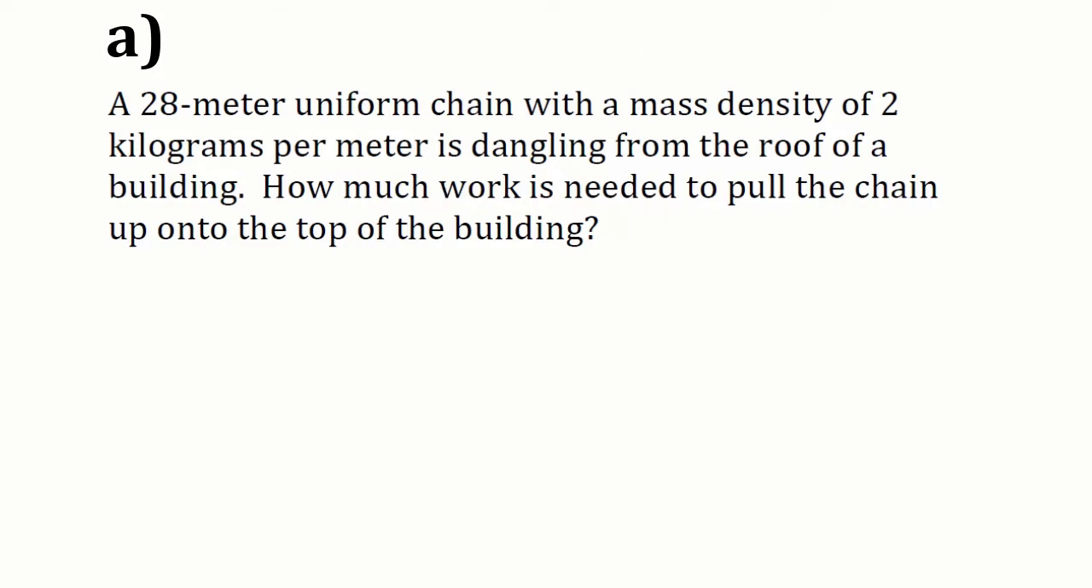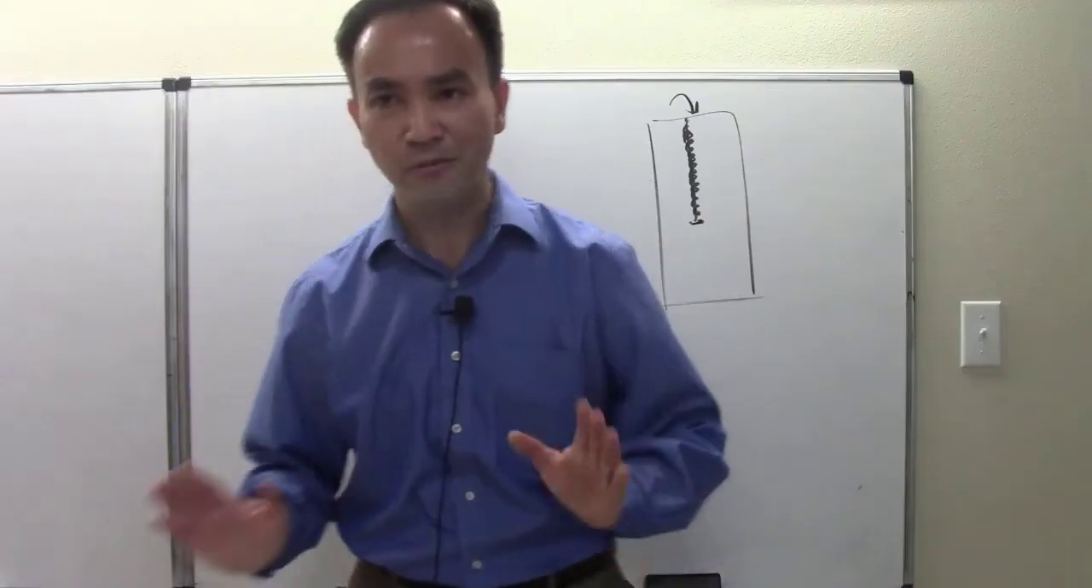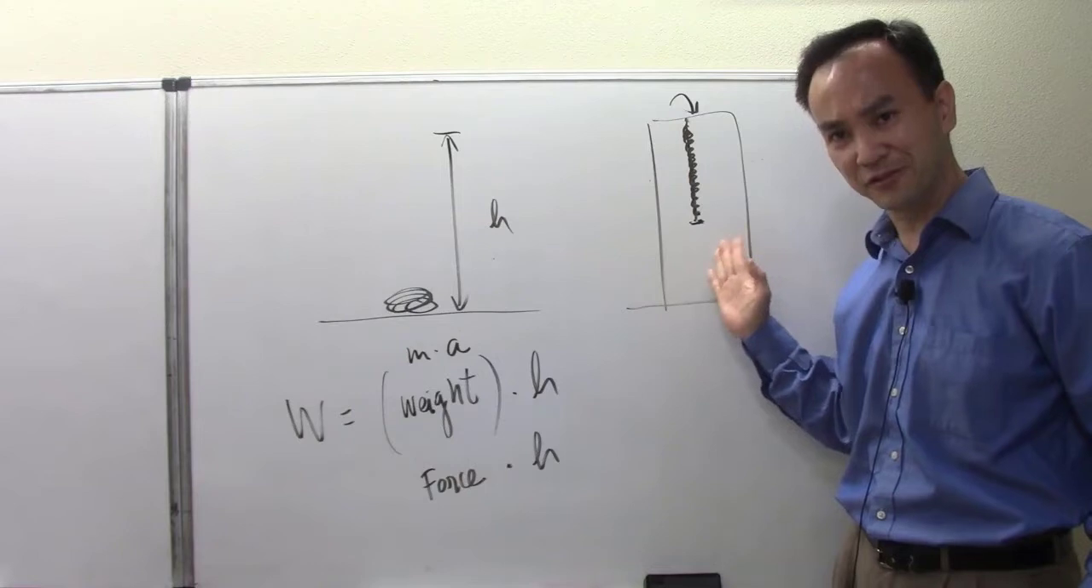So now the wording of the problem says a 28 meter uniform chain, so these are two characteristics right here. It's 28 meters long, and being uniform means it's the same weight at every point on the chain. So a 28 meter uniform chain with a mass density of 2 kilograms per meter is dangling from the roof of a building. How much work is needed to pull the chain up onto the top of the building? Okay, so now reading this wording more clearly, it is that problem that I tried to describe in brief earlier. It's this problem right here.